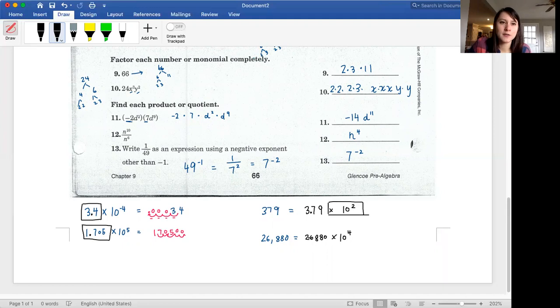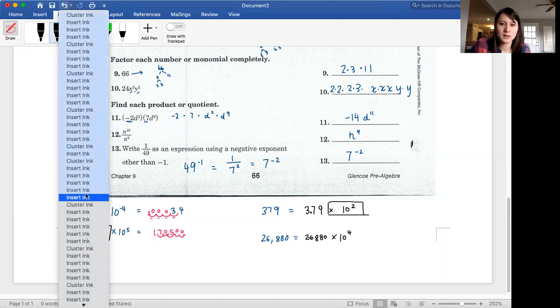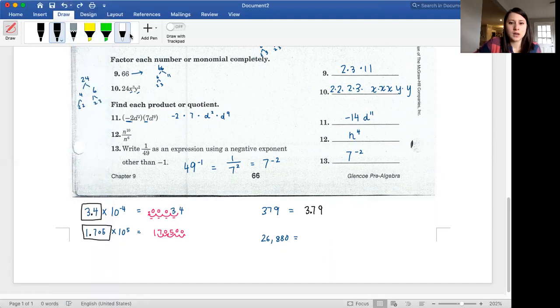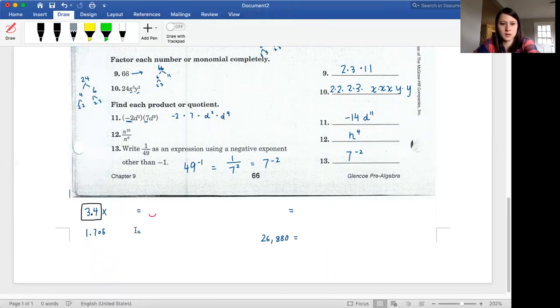Okay, our last few problems. Let me remove some of these problems so I can have some space to write these last two, where we're multiplying out monomials. Okay, I'm going to just erase all this.